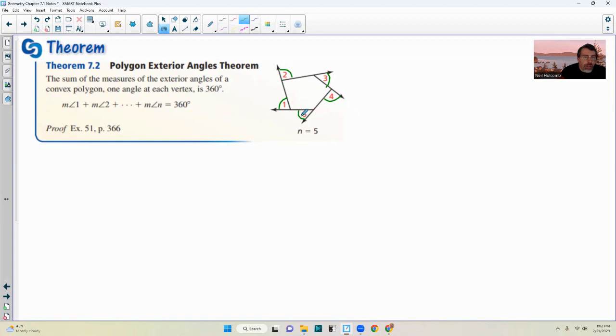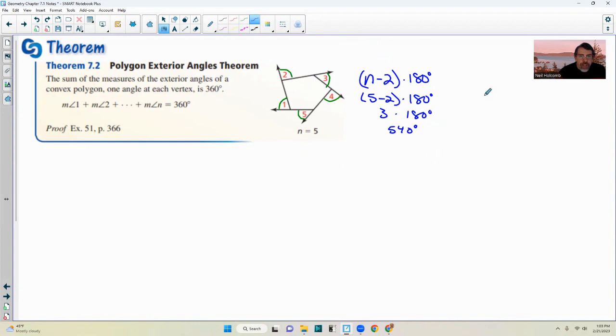So to find one, if it is a regular polygon, you just divide by the number of angles or sides. Okay, so where does this come from? Well, if I had a polygon with 5 sides, what's the sum of its interior angles? N minus 2 times 180. This has 5 sides, so it'd be 5 minus 2 times 180, which is 3 times 180. And that's 540 degrees.